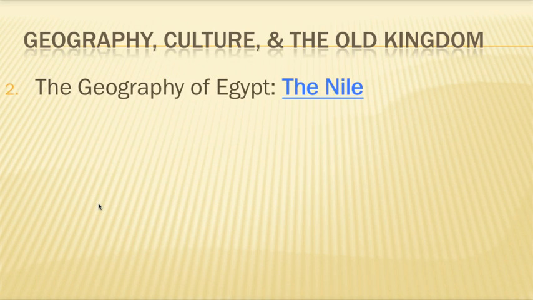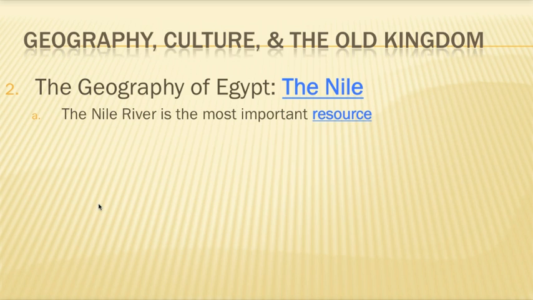So the geography of Egypt has to start with the Nile. As we saw with Mesopotamia, we looked at the Tigris and Euphrates rivers. Rivers really allow life to happen, mostly for the fact that it gives us water for irrigation, for farming, but rivers can certainly do a lot more than that. So the Nile River is their most important resource. That shouldn't shock us at all, certainly for fishing, for transportation, for irrigation, all of that good stuff.